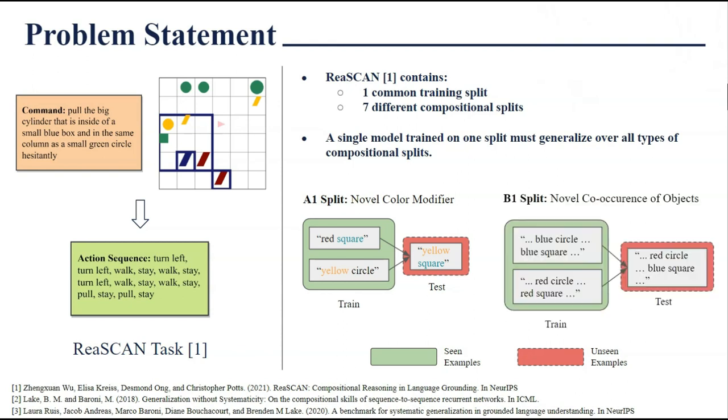Similarly, for another split, during training, the model is shown examples where phrases like blue circle and blue square co-occur in the command, but the model never encounters the phrases red circle and blue square co-occurring in one particular command. During testing, the model is then presented with such novel co-occurrences of phrases in the command. Other compositional splits in ReaSCAN evaluate generalization to novel clause length, novel relative clauses, and more.